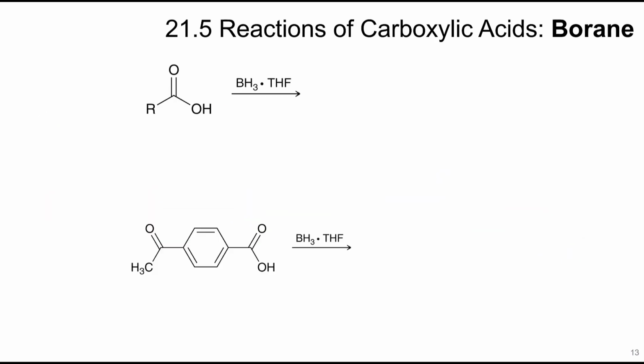Another reaction that we can use is a mild borane reagent, which we saw previously to do an anti-Markovnikov alcohol addition across an alkene. We can use that same BH3 to reduce a carboxylic acid. If you had a ketone present with a carboxylic acid, the BH3 will only reduce the carboxylic acid.